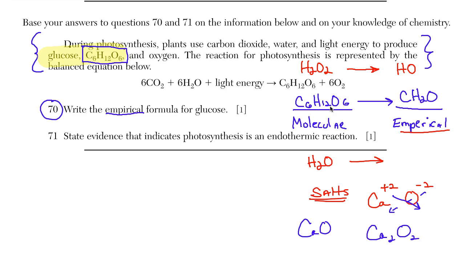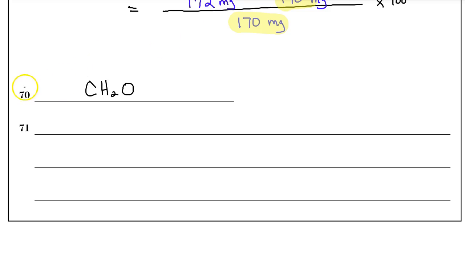In any case, the empirical lowest ratio is CH2O for glucose. And there we have it for number 70, the lowest ratio of glucose, CH2O, a 1 to 2 to 1 ratio. Number 71.